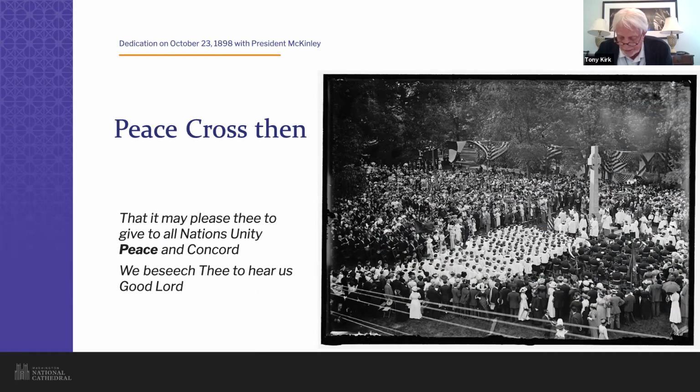Above, in this picture, this event featuring President William McKinley was celebrating the theme of peace as the Spanish-American War was nearing its conclusion.